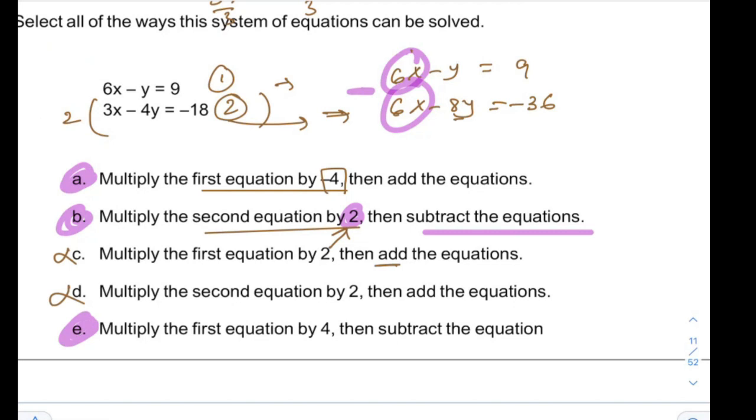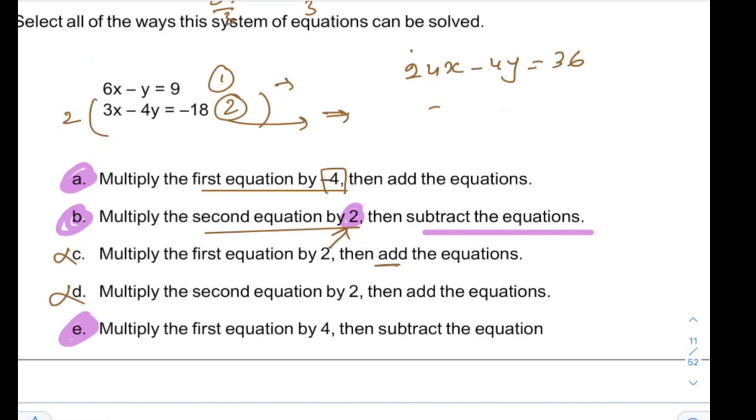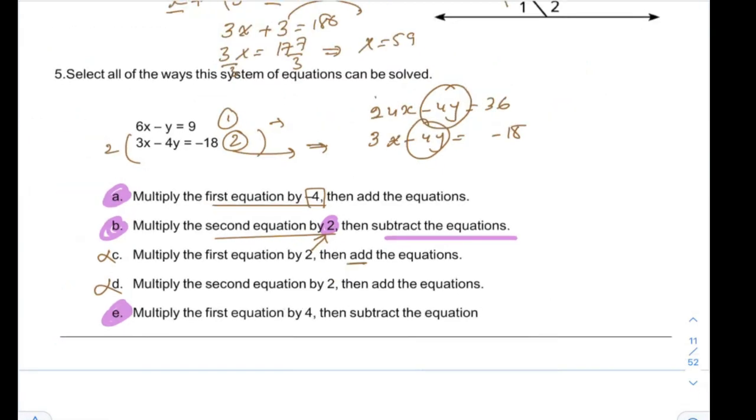The last one will be good. Multiply the first equation by 4, then subtract the equations. Yes, you can try it. If you multiply the first equation by 4, this will be 24x minus 4y equals 36. So the second one is 3x minus 4y. I'm just copying it. As you see, we end up with exactly the same coefficient, so we will get rid of y by subtracting. Remember, if they are opposites, we add. If they are exactly the same, we subtract. So we have here 3 approaches that are correct.